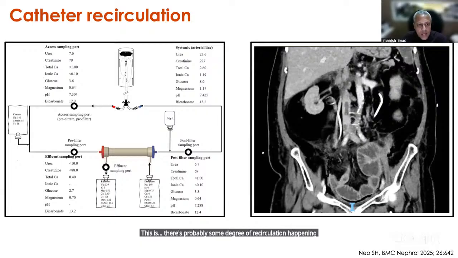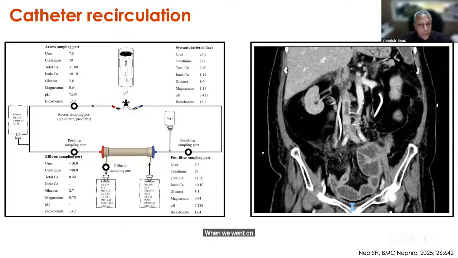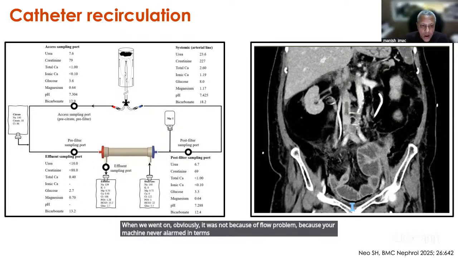And then, of course, we did the various studies from the catheter, taking bloods from the various ports, and we demonstrated clearly that there was significant recirculation, more than 90% recirculation. And obviously it was not because of a flow problem, because the machine never alarmed in terms of access pressure or return pressures. So we thought of an extra lumen or an extra catheter flow, something outside of the catheter.